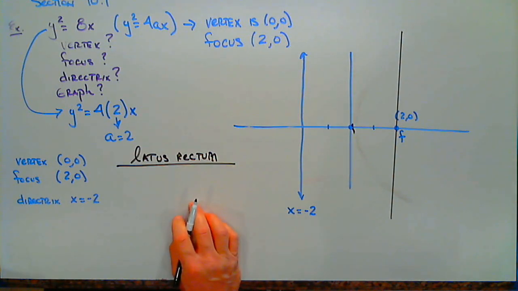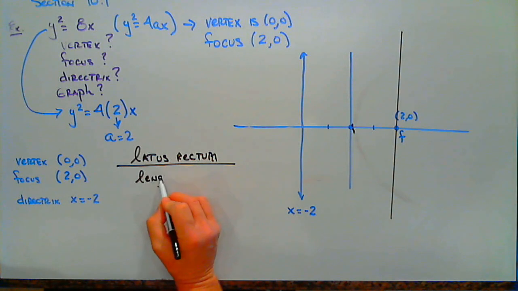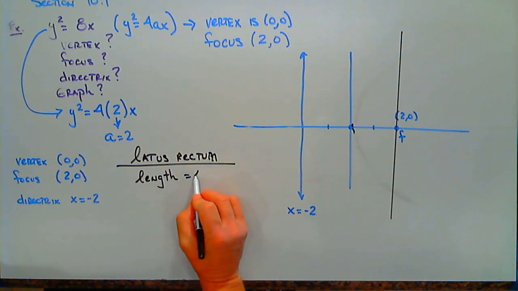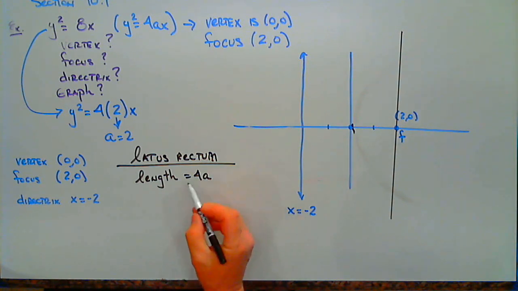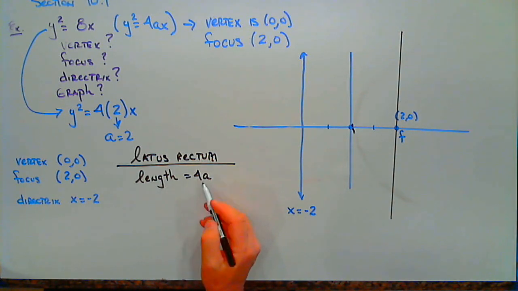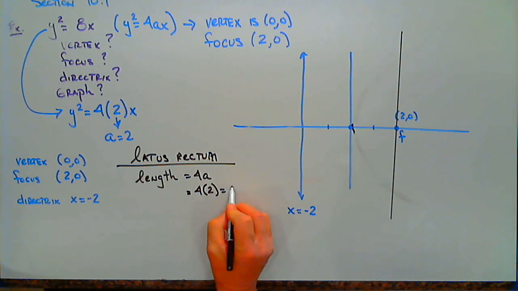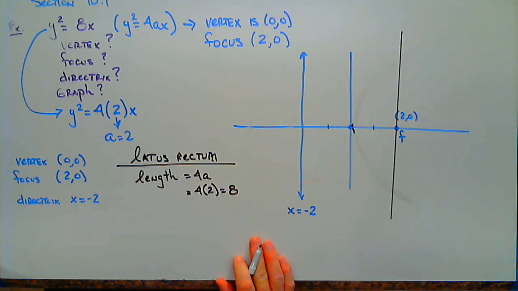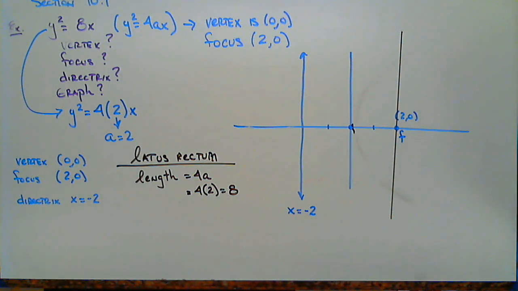And what do we know about the latus rectum? We know its length, right? We just wrote this in our notes. The length is 4 times a. So the length of our latus rectum is 4 times a. For our problem, that's going to be 4 times 2. That's going to be 8. Now remember, that's the length of the entire latus rectum. The entire latus rectum is 8 units long.